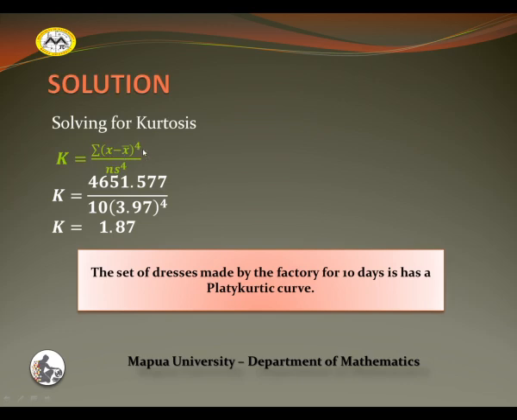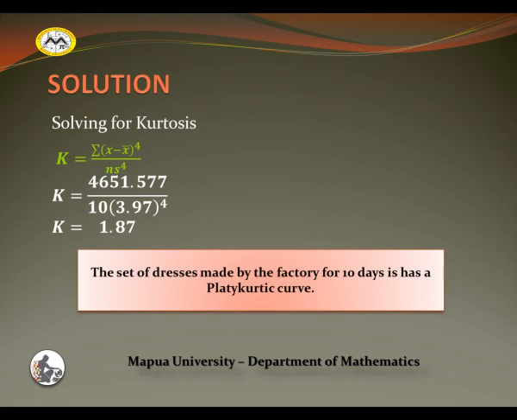And for the kurtosis, the formula is the sum of the score minus the mean raised to the fourth, divided by n, divided by s to the fourth. So from the table, we have the sum, 4,651.577, divided by 10, divided by 3.97 to the fourth. So again, using our calculator, the kurtosis value is 1.87.